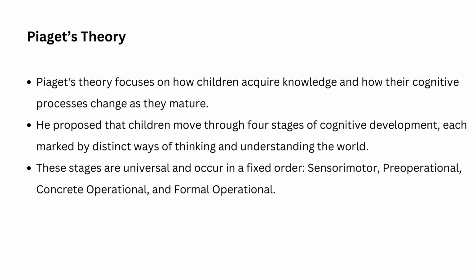The stages are more than just milestones. They represent qualitatively different ways of thinking. As children move from one stage to another, they don't just know more, they think differently. These stages are the sensorimotor, pre-operational, concrete operational, and formal operational stages. Now, let us understand each of these 4 stages.